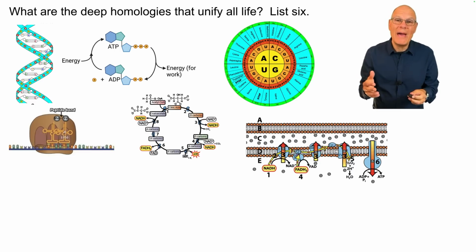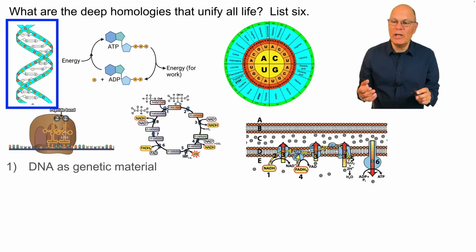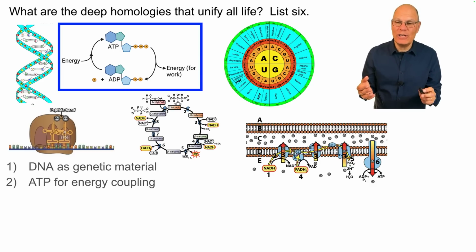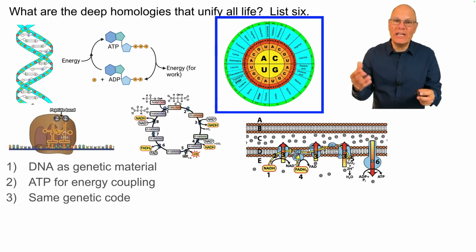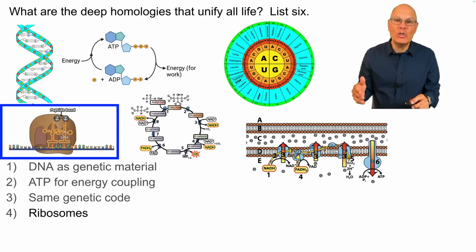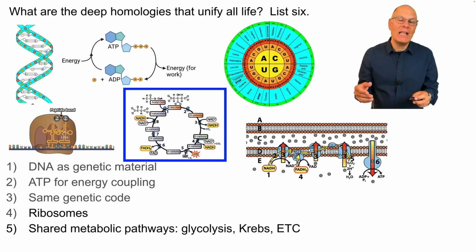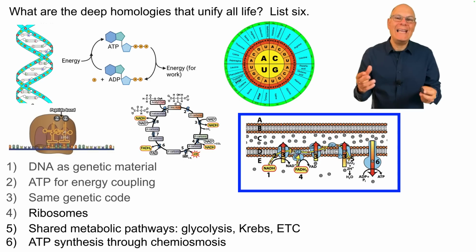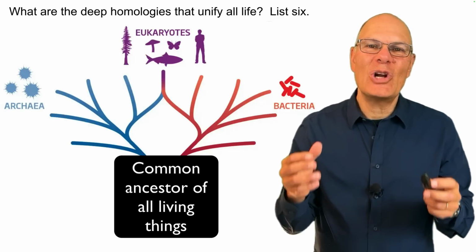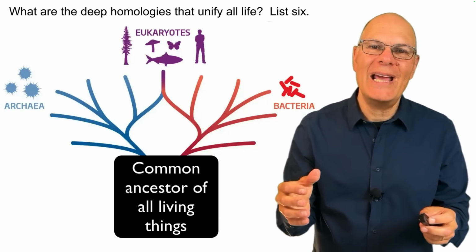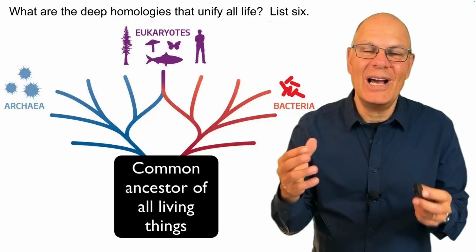Homologies can take us all the way back to the origin of life. There are a couple of features that show that all living things are related. What are they? DNA, used as a genetic material. ATP, used for energy coupling. The same genetic code that's universally used. Ribosomes, used for protein synthesis. Shared metabolic pathways like glycolysis, the Krebs cycle, the electron transport chain, and ATP synthesis through chemiosmosis. This shows that all living things are cousins. We all share a common ancestor going back to the origin of life.